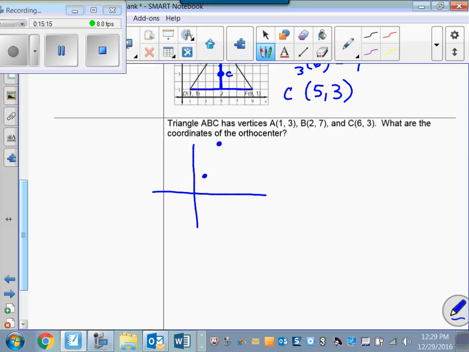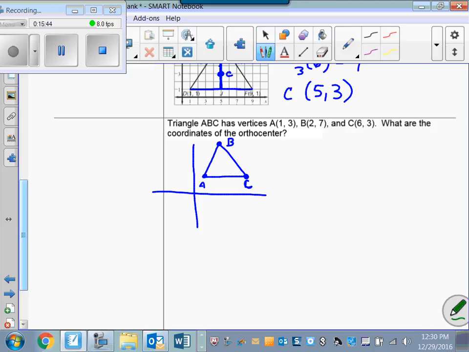And C is about 6, 3. Another horizontal line. Thank goodness. So here's A. This is C. C and B. Draw my triangle here. What are the coordinates of the orthocenter? Okay, I'm looking. Orthocenter is the point of concurrency of the altitudes.